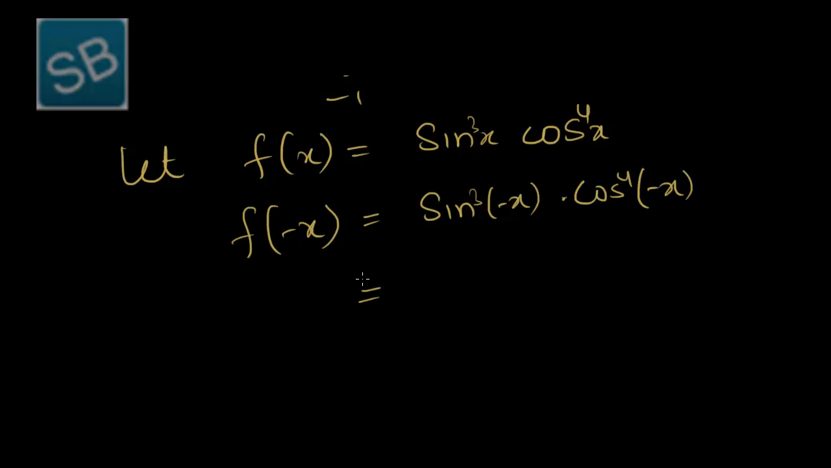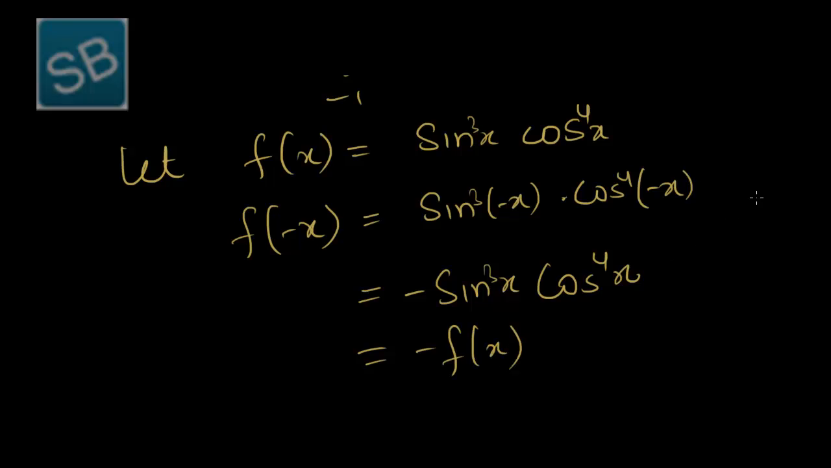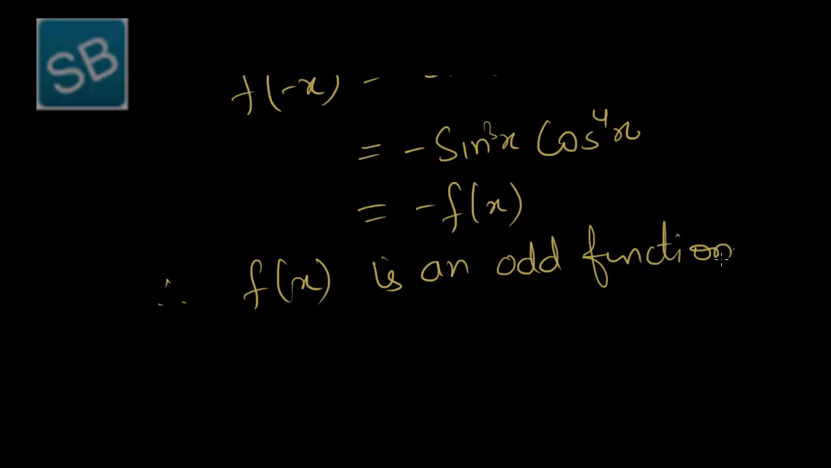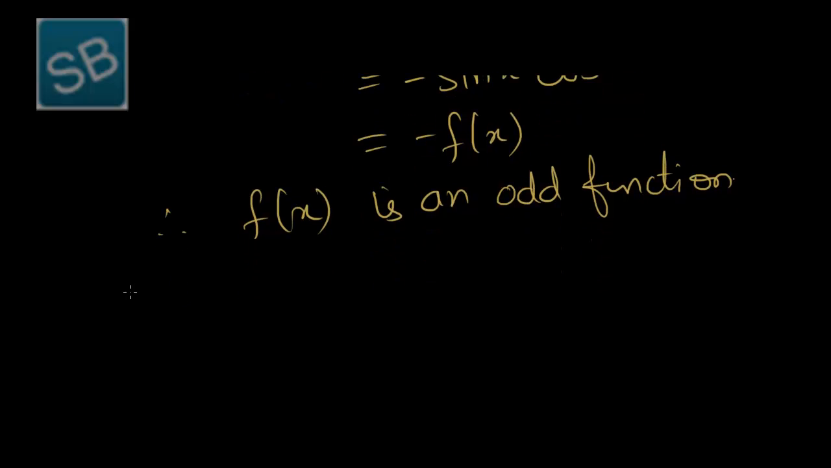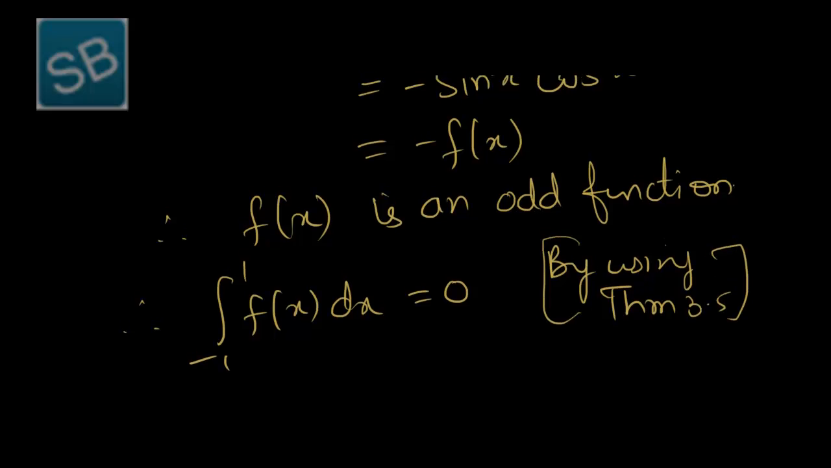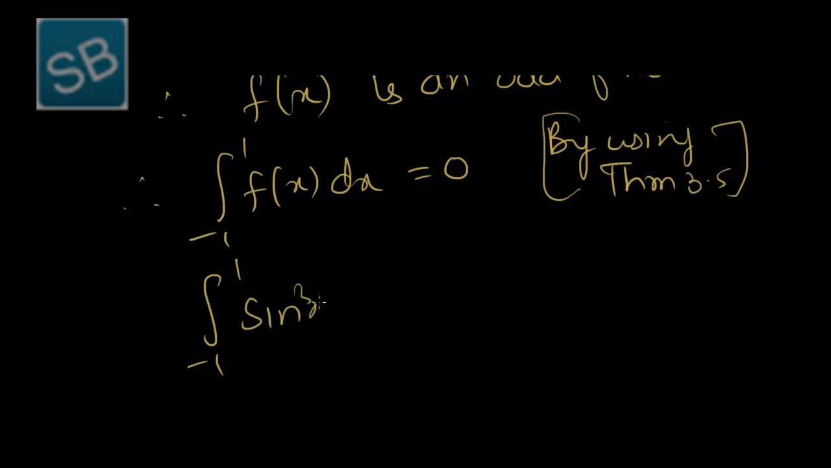So we get, as sine of minus theta is minus sine theta and power is odd, it becomes minus sine cube x, and cos of minus theta is cos theta, so it becomes cos raised to power 4x, that is minus f of x. So by definition of odd function, f of x is an odd function. Therefore, by using theorem 3.5, we have the integral from minus a to a of f of x dx is equal to 0. So the value of the integral from minus 1 to 1 of sine cube x cos raised to power 4x dx is equal to 0.